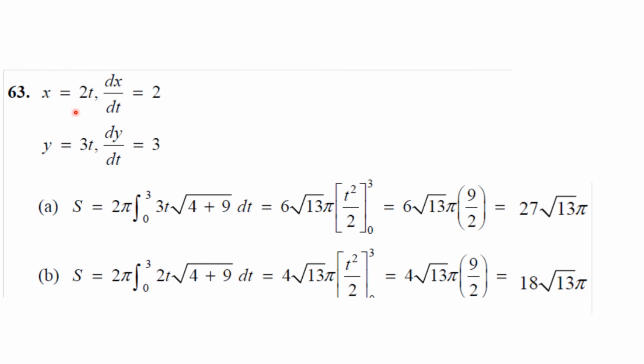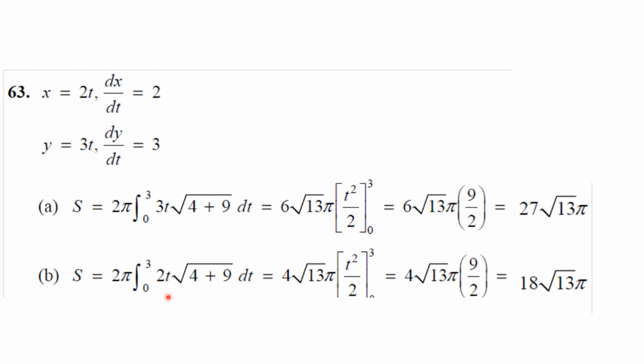Okay, well, dx dt is going to be 2, dy dt is going to be 3. We plug that in, and we're integrating this as y. In this case, it is x in the other case. So on a, you're really integrating, that's the square root of 13. We pull it through. We're integrating t. We add 1 to the exponent, divide by the new exponent. We plug the numbers 3 and 0 in, and we get this is 6 square root of 13 pi times 9 over 2, which will simplify to 27 square root of 13 times pi.